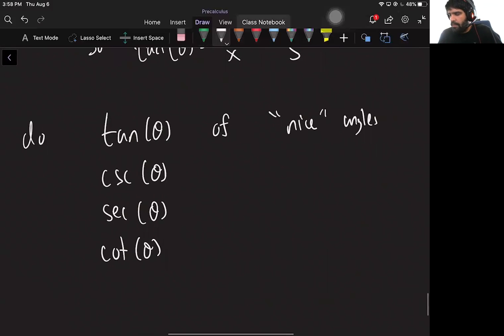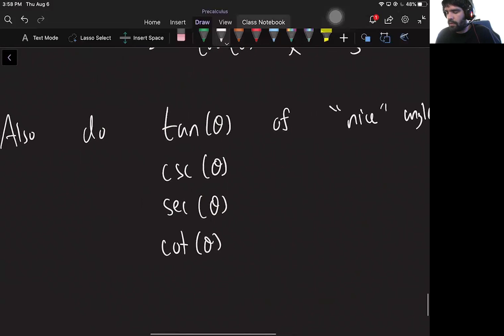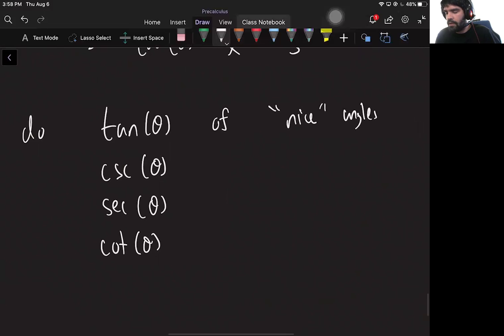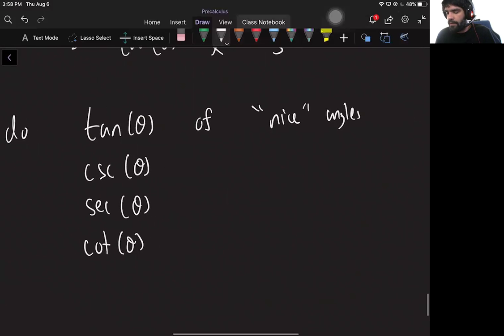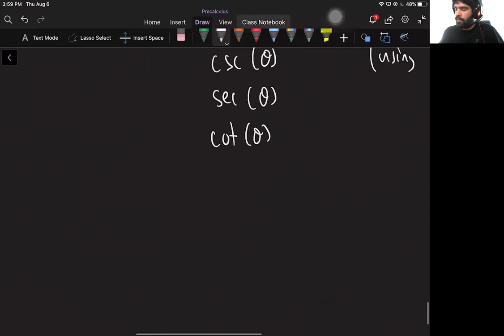But because they all just come from the y and the x, if you're on the unit circle, which is what you use to figure out sine and cosine of the nice angles, you can just use your answers to sine and cosine. That's the fast way.